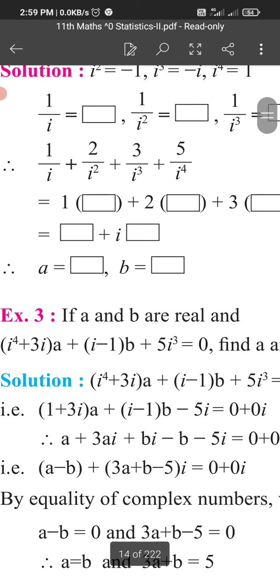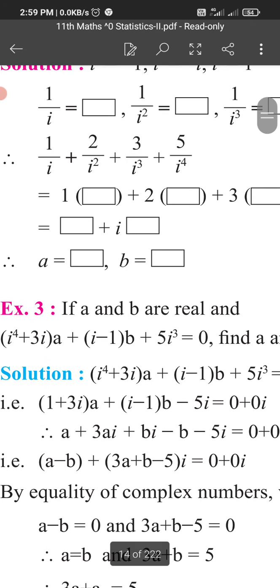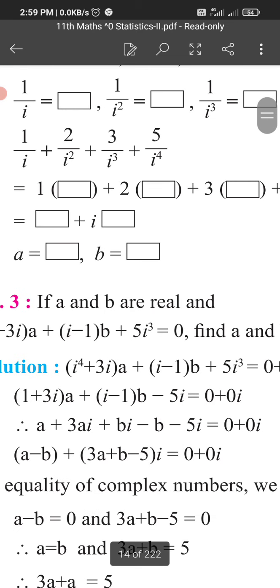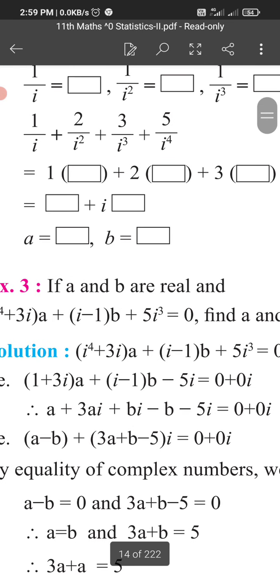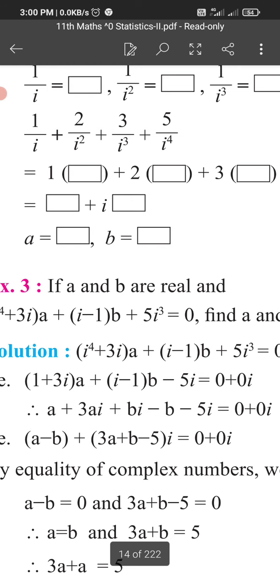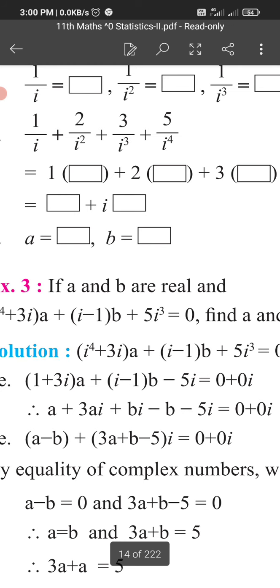Second example: if a and b are real numbers, (1 + 3i) a + (i − 1) b + 5i³ = 0, find a and b. Now, given example, we are going to write (1 + 3i)a + (i − 1)b + 5i³ = 0. So we are going to write this in the form of a + ib.